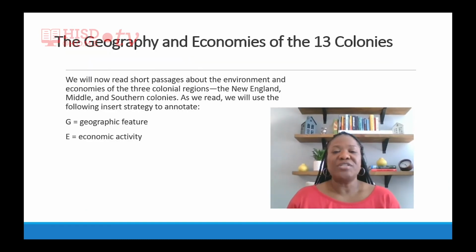We're going to now read a short passage about the environment and the economies of the 3 colonial regions: the New England, Middle, and Southern Colonies. As we read, we will use the following strategy if you are annotating while we are reading through. You can use G for geographic feature, or E for economic activity. So if you decide to write down some notes on your paper, you would use G for geographic feature or E for economic activity. All right, let's see what's going on.